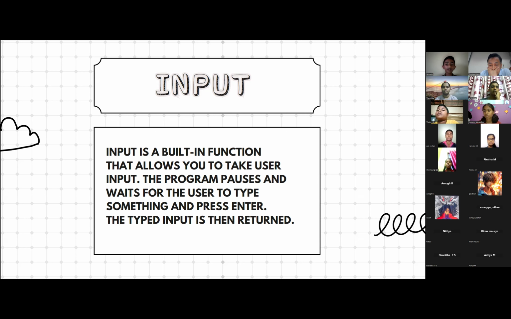Then you give your favorite fruit, you just type apple. The computer will just say your favorite fruit is apple. So this input is similar to that. Input is just like you want the computer to ask you. So this is the function of input.